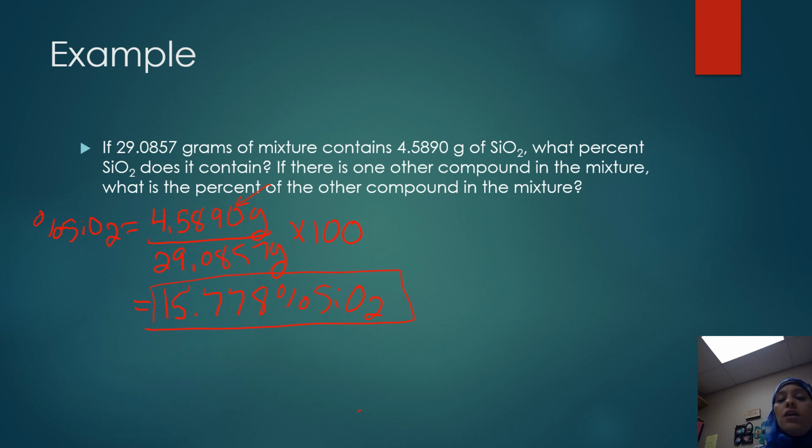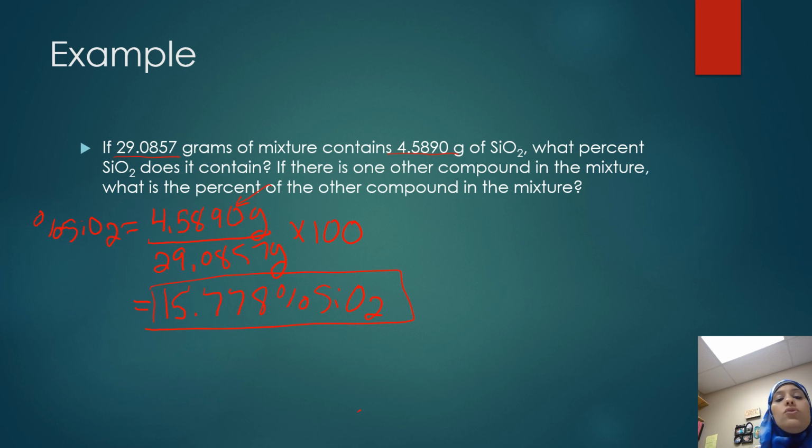Now guys, how would you figure out what the percentage of the other component is? You can do it the long way, and the long way would mean what? Do 29 minus 4.5890. That gives you the mass of the other component, granted that you have only one other component, and then you can take that number and divide it by the whole again. The easier way is to realize, guess what guys, if you have two components in the mixture, they must add up to what?